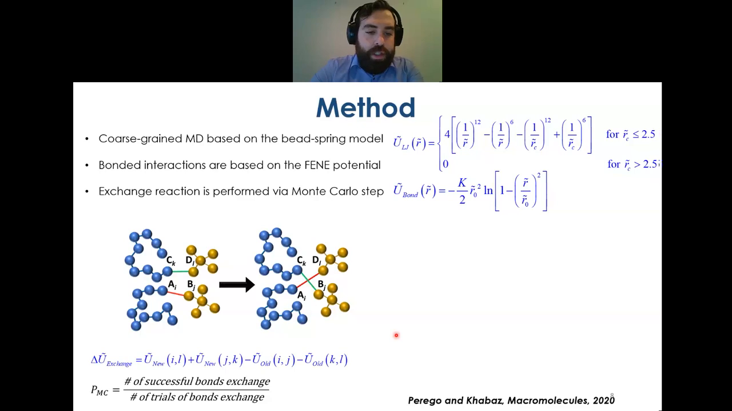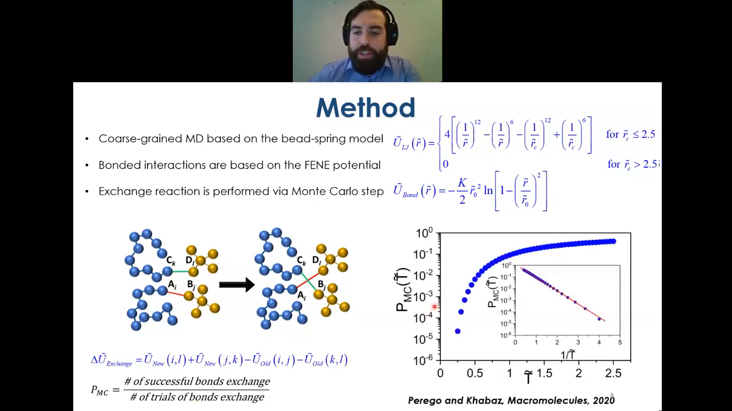Furthermore, we can also calculate in every MD step the number of successful bond exchanges in the whole system divided by the number of trials of bond exchange, and we call this P_MC. And we can plot this as a function of temperature, and we can see that as temperature rises, the probability increases, and it also fits an Arrhenius-like behavior.